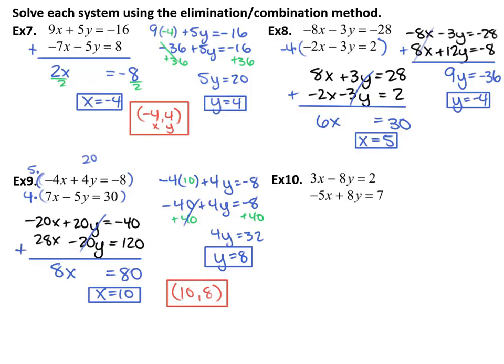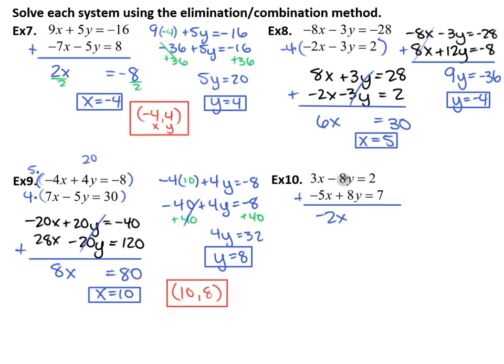Okay, let's try our next one over here. Number 10. It does look like, in fact, I can see that it's set up for our combination method already. And if I were to add them together, I like this. It's pretty nice. Our 8y's will cancel out. So let's just go ahead and directly add them. My y's are going to cancel.